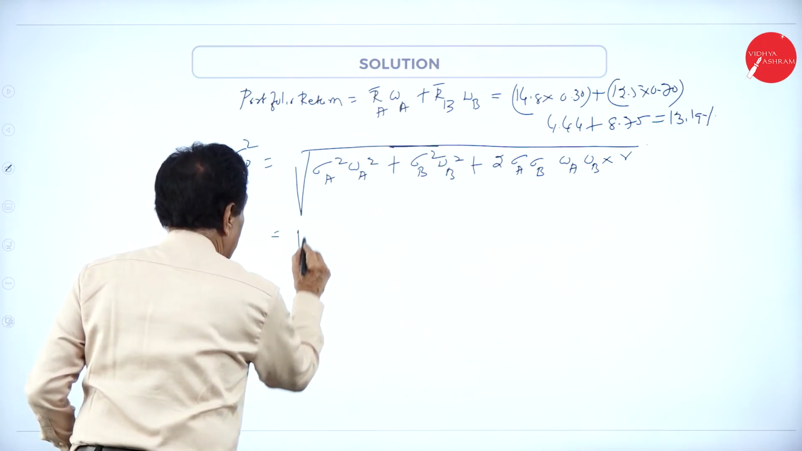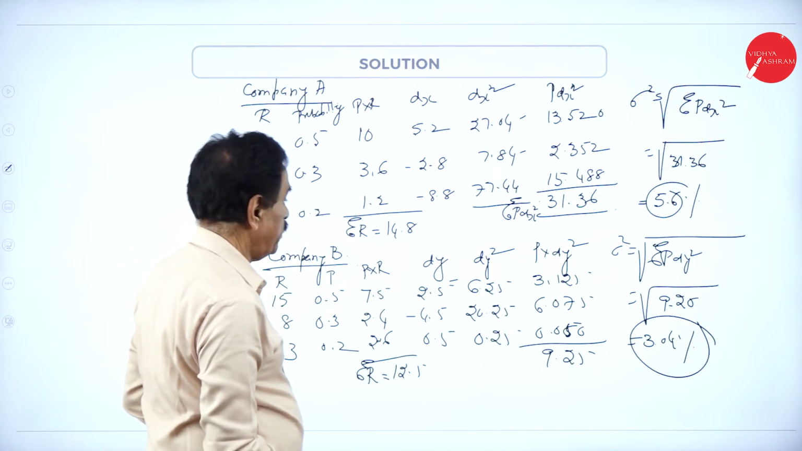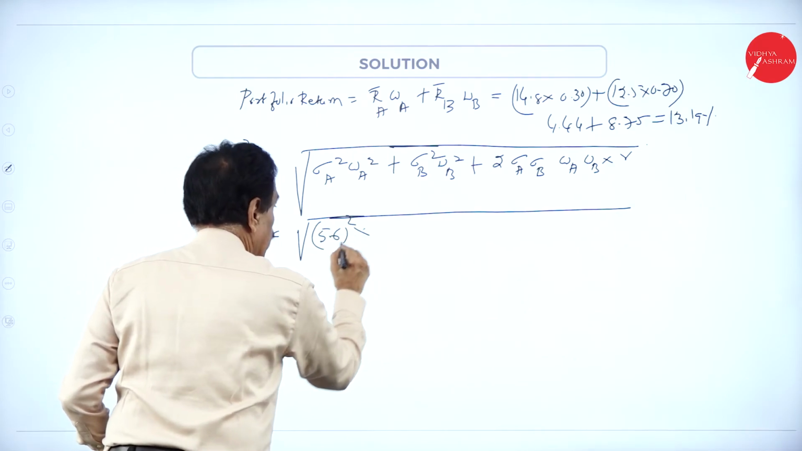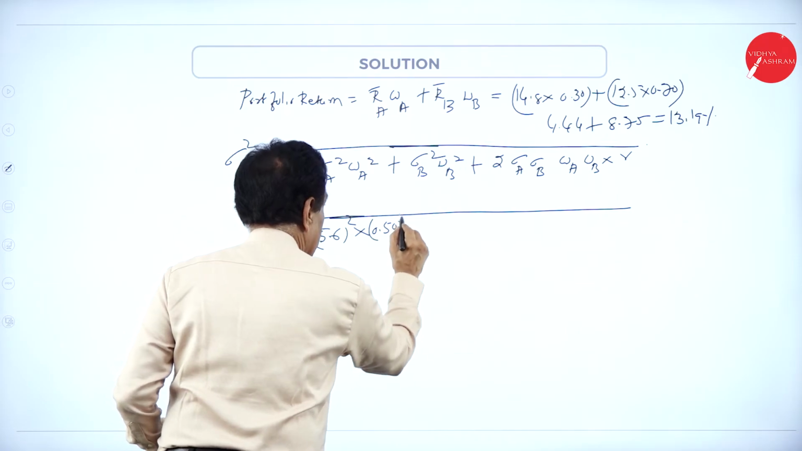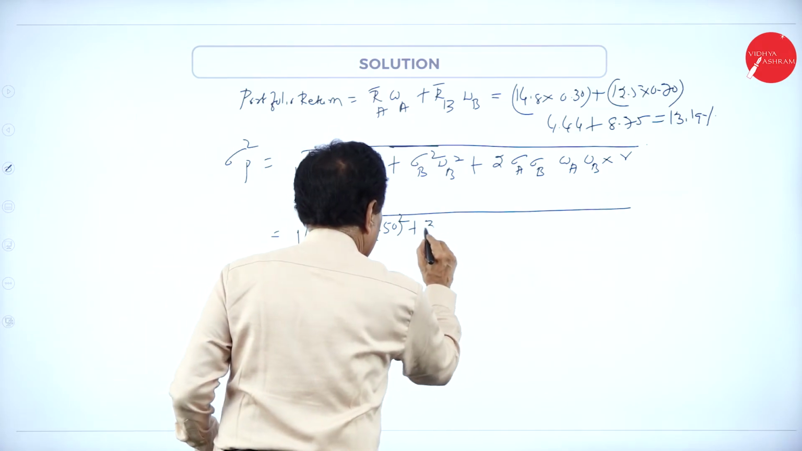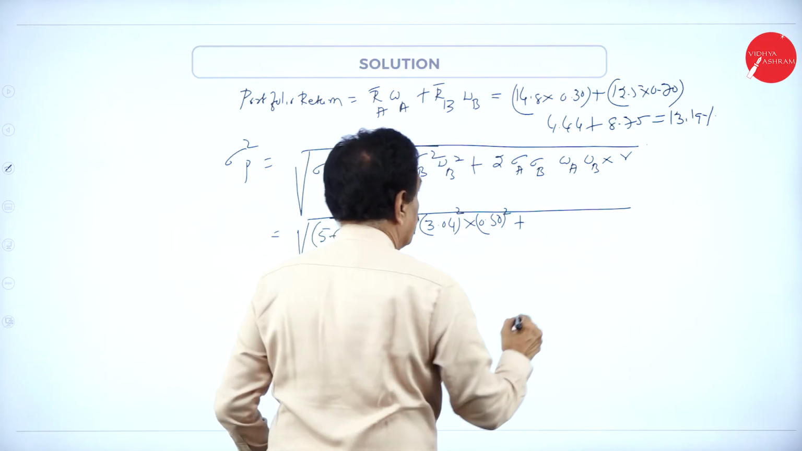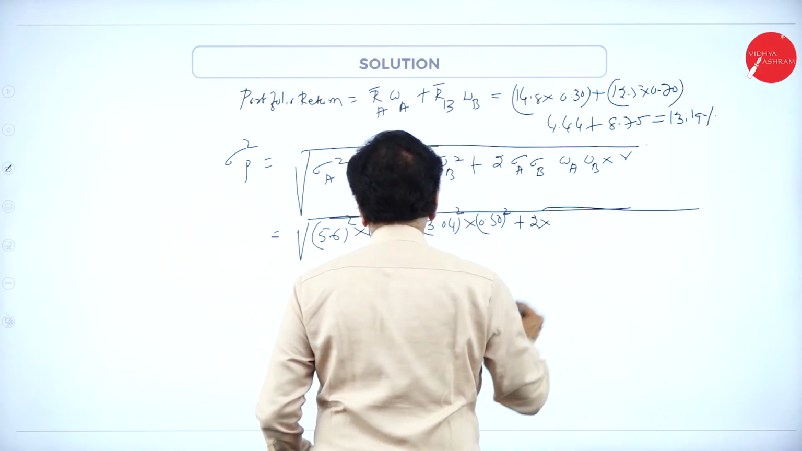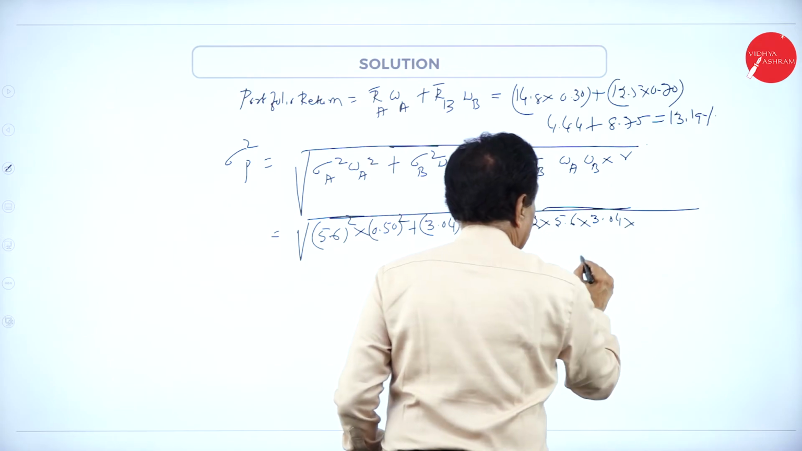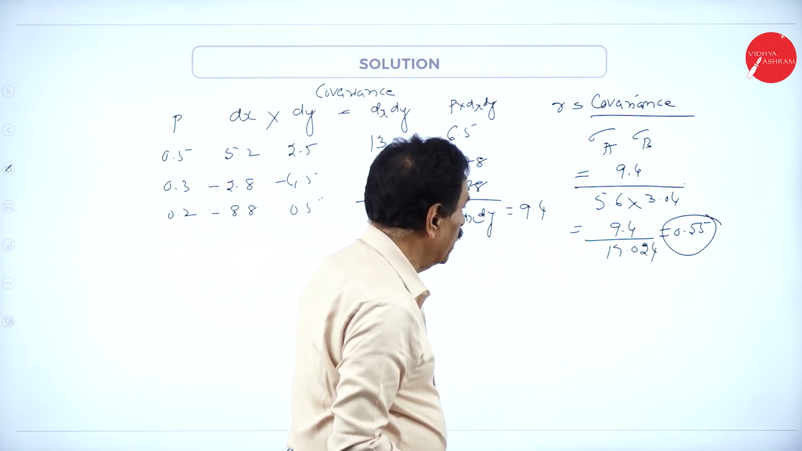So when invested equally, for the first one, standard deviation A, we take 5.6 whole square into equally means 0.50 whole square. Then the second one, standard deviation 3.04 whole square into 0.5 whole square. Then 2 into sigma A 5.6, sigma B 3.04, WA 0.50 into 0.50 into your R, 0.55.